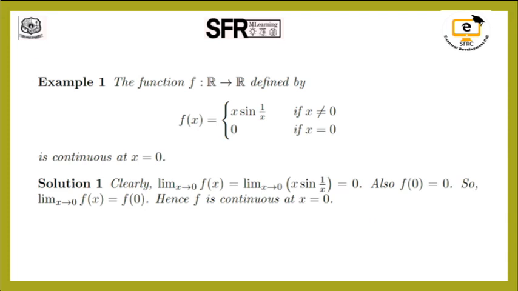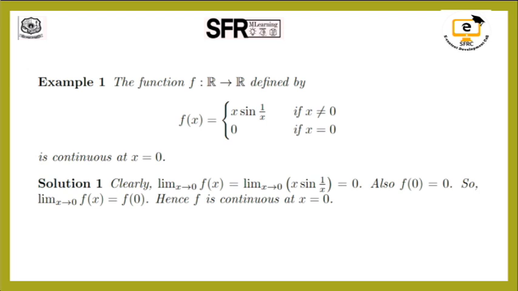Then x into sin 1 by x is the product of two continuous functions, and the product of two continuous functions is continuous. By using this result, sin 1 by x is a continuous function on the domain R difference 0, so surely x sin 1 by x is continuous on R difference 0. Then what about 0?